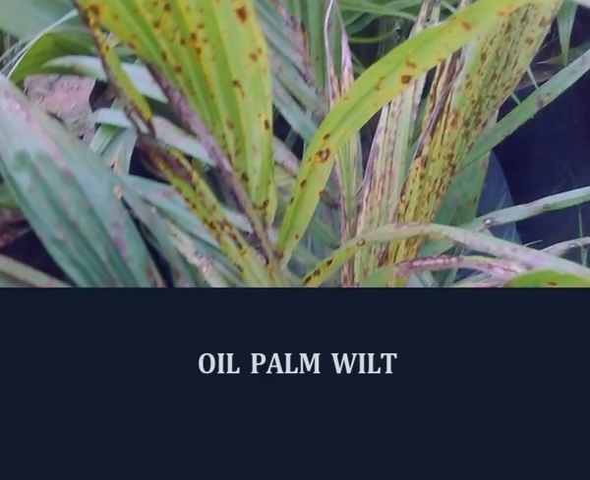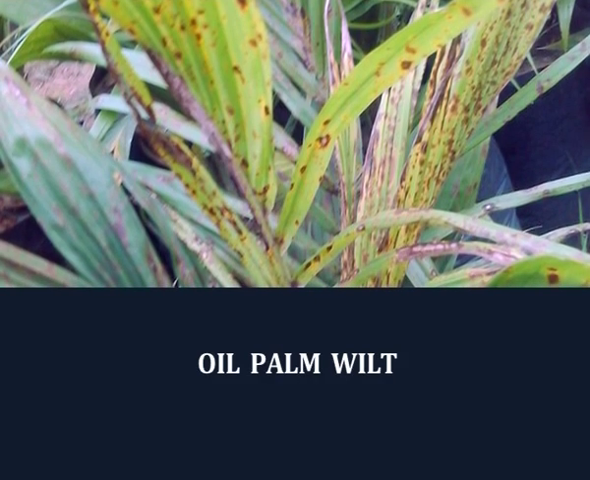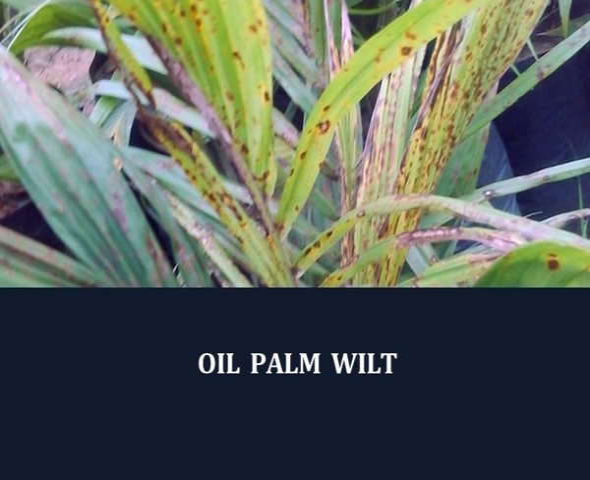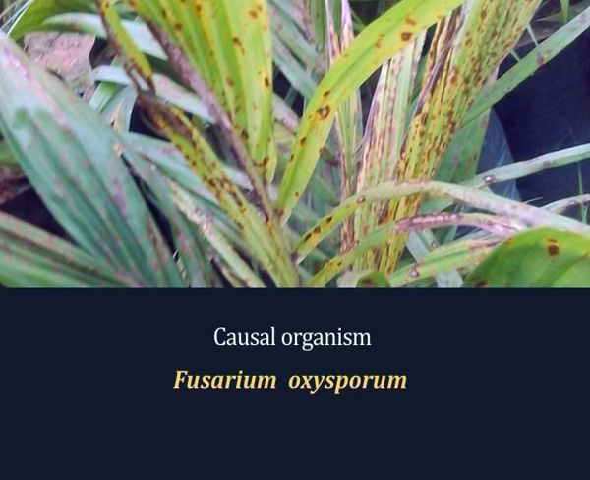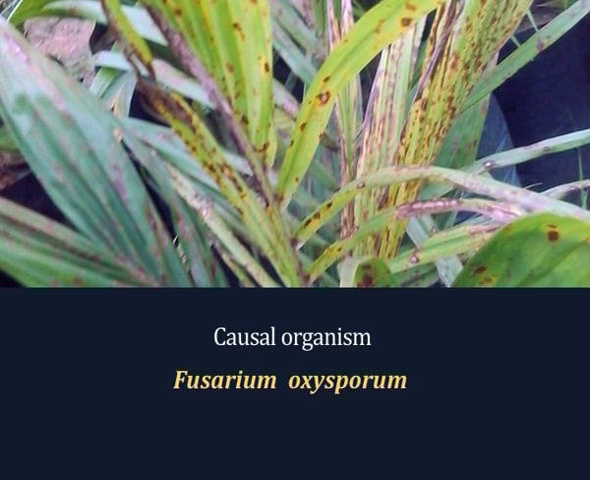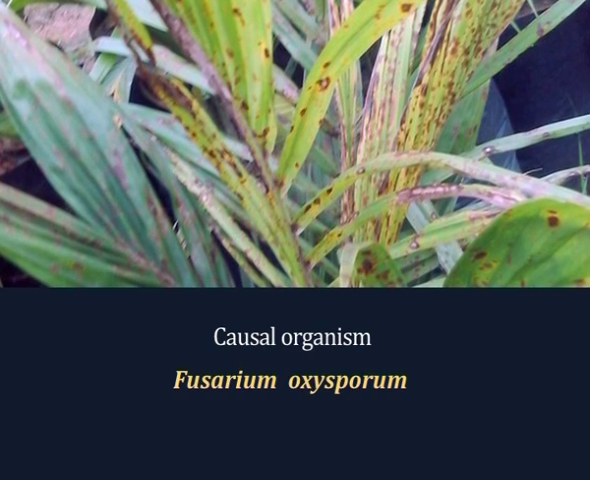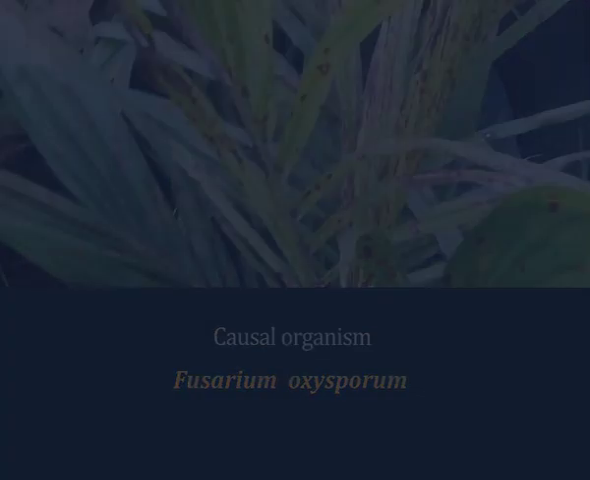Next important disease is oil palm wilt. The causal organism is Fusarium oxysporum. Now let's see the symptoms of the disease. Symptoms of the disease vary with age of host. Disease can affect seedlings and mature trees. Seedlings exhibit retarded growth, reduced leaf size, chlorosis of older leaves, and tip necrosis.